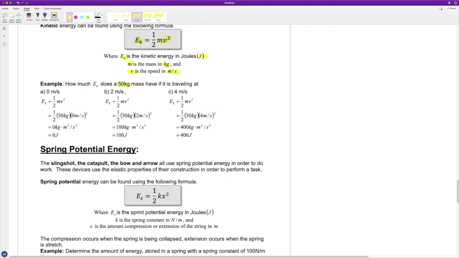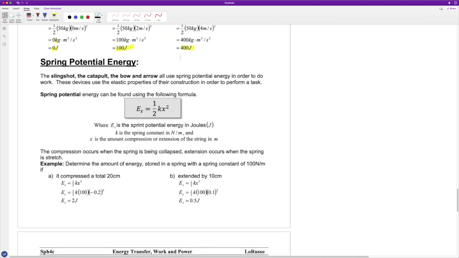We have a 50 kilogram mass, and we want to figure out how much kinetic energy it has if it's traveling at some specific speeds. So the 50 kilogram mass, if it's not moving, well, it doesn't have any kinetic energy because it's not moving at all. So anything times 0 is 0. So we're at a standstill. If the object is moving at 2 meters per second, it's going to be 1/2 times 50 times 2 squared, 100 joules of energy. At 4 meters per second, that's 1/2 times 50 times 4 squared. That works out to 400 joules. So if you notice, a doubling of the speed actually works out to a quadrupling of the energy.